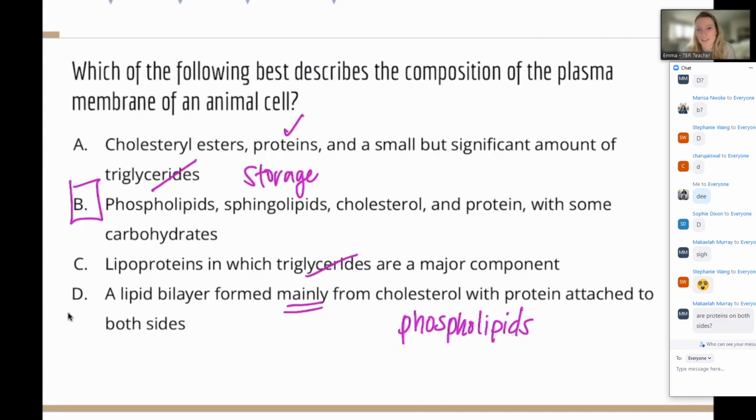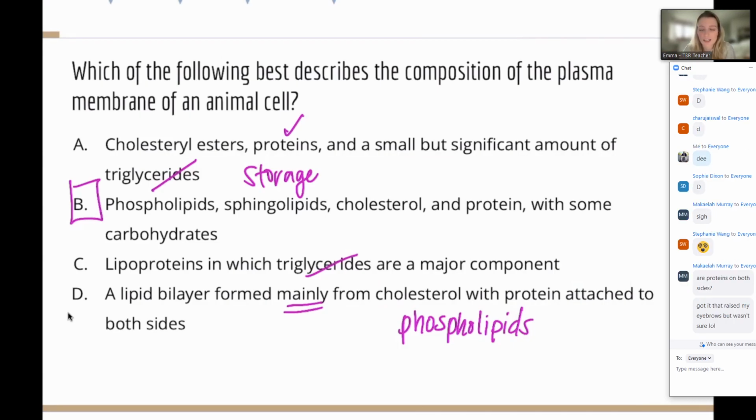But I wouldn't necessarily knock that out. When we go later into signal transduction, you'll see that there can be proteins attached to both sides, or potentially even a protein that's going across the membrane, which is called a transmembrane protein. You may have heard that term before. So it's good to think about what is there, but I can see how D could be a little bit confusing. That's why it's usually in there.